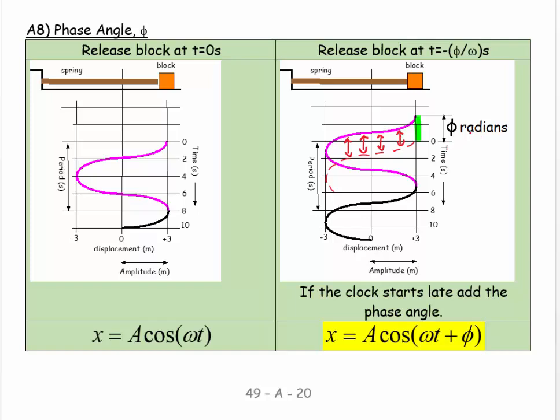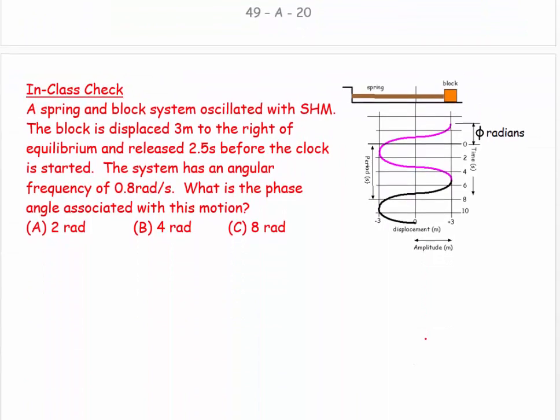Now, do I add that phase angle or do I subtract it? If the clock starts late, add the phase angle. If the clock starts early, subtract the phase angle. We're going to give the example in the equation of the clock starting late. So we started the oscillation, then we started the clock, you'd add the phase angle. It's a really simple solution to what could be, on the face of it, a horrendous problem.